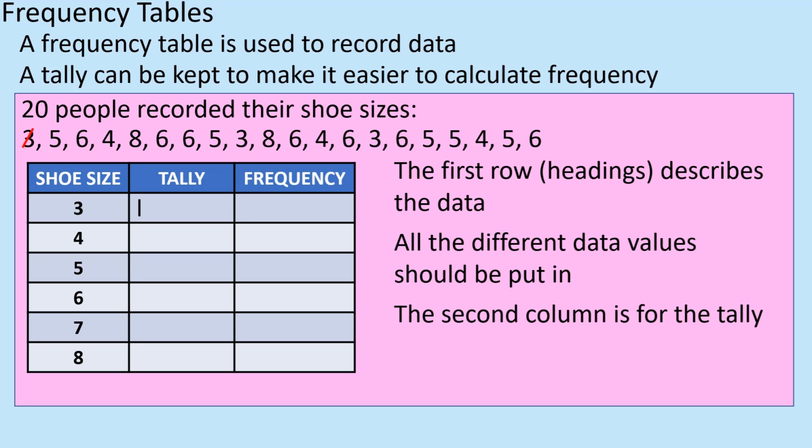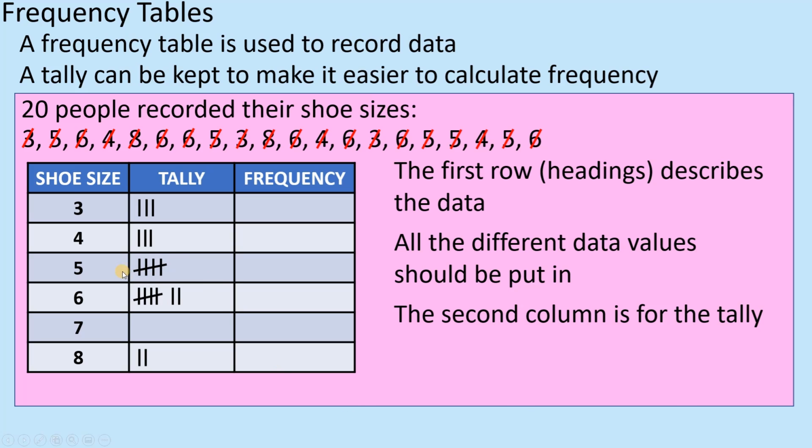So we've got a 3, we've got a 5, we've got a 6, we've got a 4, we've got an 8, we've got a 6, we've got a 6, we've got a 5, we've got a 3, we've got an 8, we've got a 6, we've got a 4, we've got a 6, we've got a 3, we've got a 6, we've got a 5, we've got a 5, we've got a 4, we've got a 5, and we've got a 6. Okay, so there's our tally chart. I did it very quickly, as I didn't want to waste your time watching me do a tally chart.